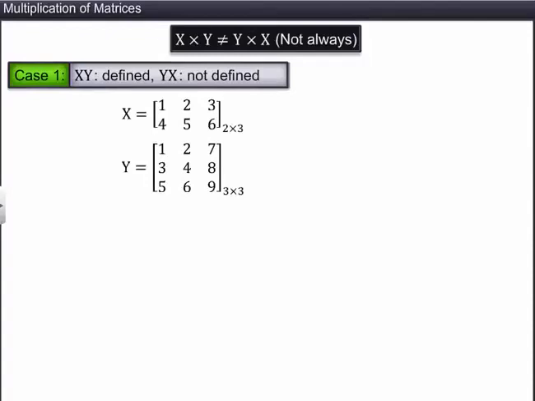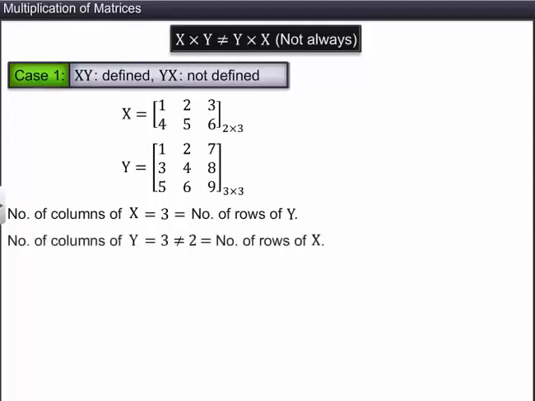The matrix X is of the order 2 by 3, while the matrix Y is of the order 3 by 3. Since the number of columns in X is equal to the number of rows in Y, finding the product of X and Y is possible. On the other hand, the number of columns of Y is not equal to the number of rows of X. Therefore, product YX is not possible.